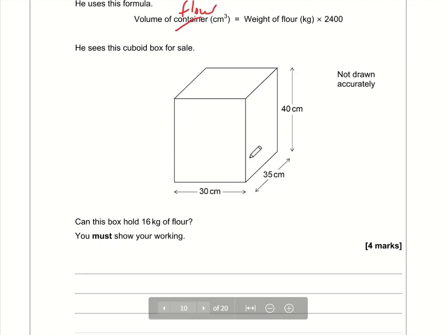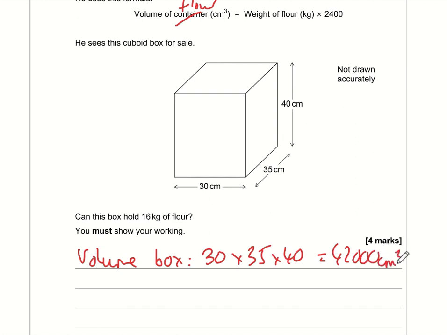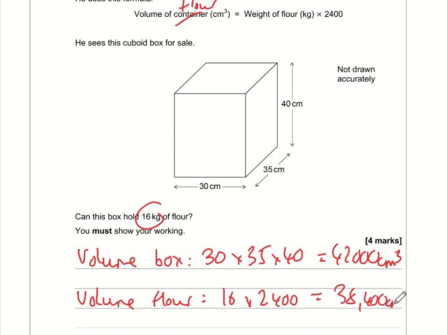So what I'm going to do here is work out the volume of this cuboid box, which I would describe as the container. Anyway, let's work out the volume of the box, which is the 3 dimensions multiplied together, 30 times 35 times 40, and that comes to 42,000 cubic centimetres. So what we need to do is work out the volume of 16 kilos of flour, and that is going to be the weight of the flour in kilos, 16 times 2,400, and 16 multiplied by 2,400 is 38,400 cubic centimetres.